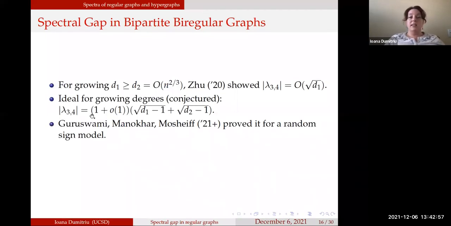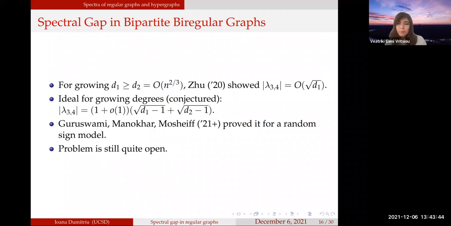And this conjecture was shown for a different model, a random sign model, meaning that you take the adjacency matrix of such a bipartite biregular graph, but then you multiply each entry by plus or minus 1 with equal probability. If you do that, then you can show that these lambda 3, 4 do stick to the bulk, exactly in this format as D1 and D2 grow. But for various reasons, that's a simpler model to work with. And this fact is not known for the actual graph adjacency matrix. So the problem is still quite open.